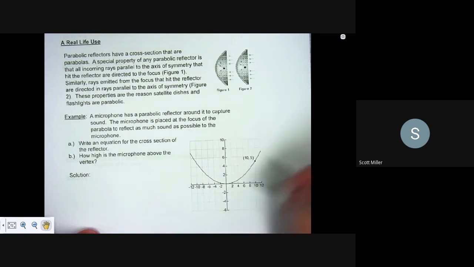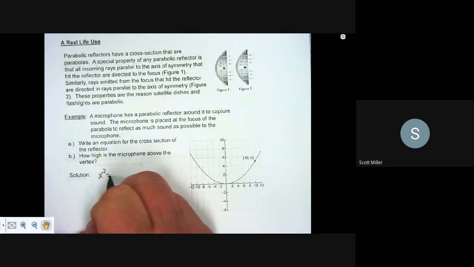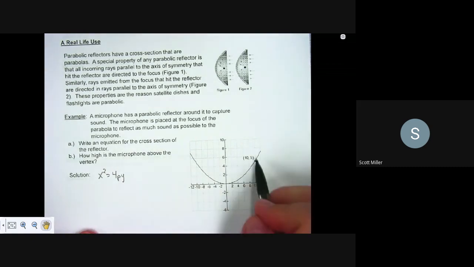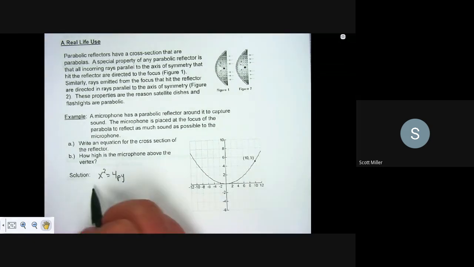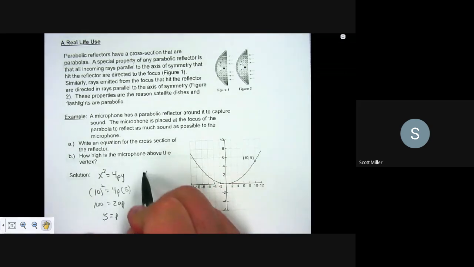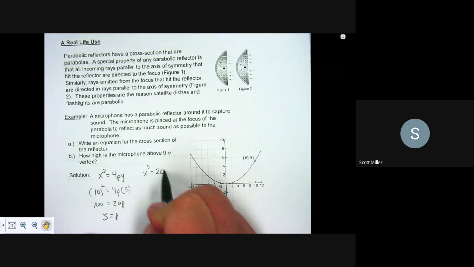Since it opens upward, we know it is of this form right here. And we know that that point is on the parabola. So this is an x and a y value, and we can solve for p. Since x is 10, this becomes 10 squared equals 4 times p times 5. So 100 is 20p, so p is equal to 5. So what does this mean? This equation is x squared equals 20 times y. So there's the equation of this cross-section.